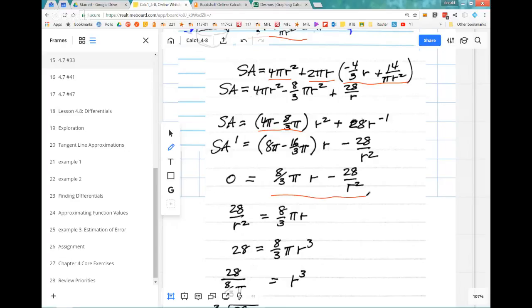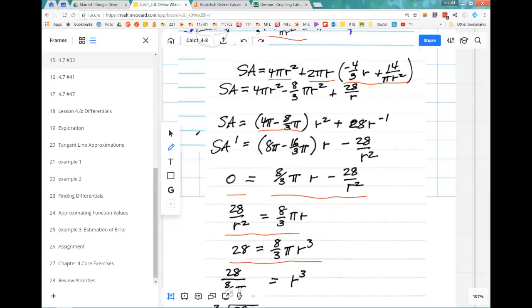All right, so there's my derivative, and now it's time to set the derivative equal to 0. I added 28 over r squared to both sides. And then in this next step, I multiplied both sides by r squared. That got rid of this denominator over here. And when you multiply r squared times r, you get r cubed.